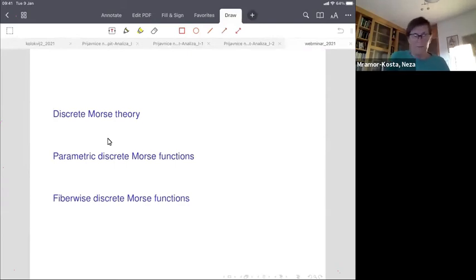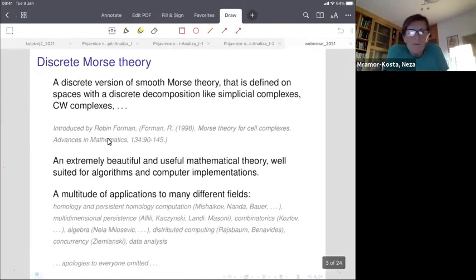So here's the contents of this lecture in a nutshell. Let me remind you what discrete Morse theory is. It's a version of smooth Morse theory, which I'm sure you all know very well. It's a classical topic. But the difference here is that discrete Morse theory is defined on spaces with discrete decompositions, for example, simplicial complexes or CW complexes, so on spaces which we can express as a discrete union of certain types of cells. It was introduced by Robin Forman in the 1990s, and it's become quite popular in the meantime.